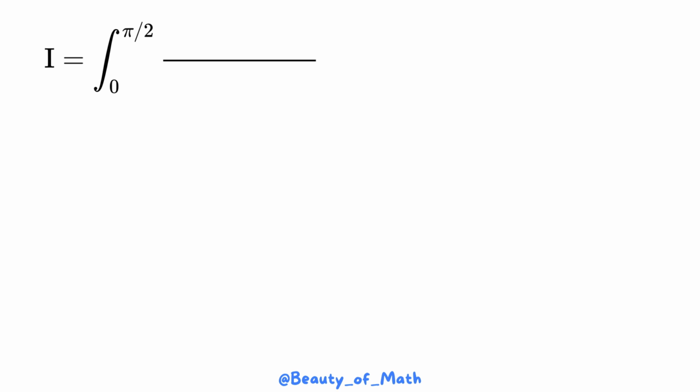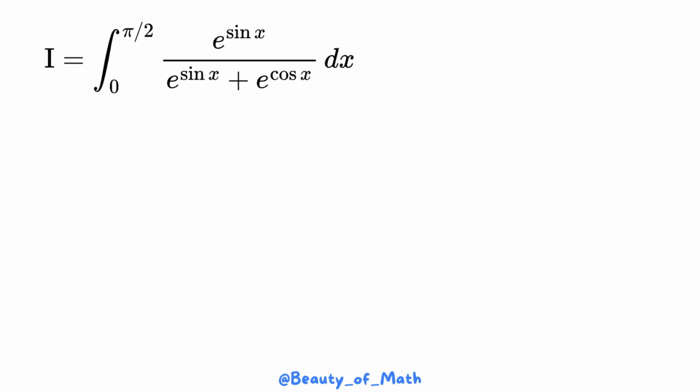In the numerator, we have e raised to the power of sine x. This is placed over a denominator consisting of two terms added together, e to the power of sine x plus e to the power of cosine x, and everything is multiplied by the differential, dx, at the end.